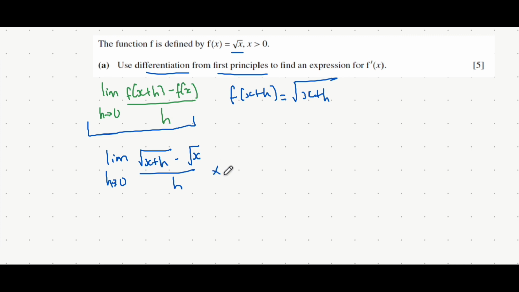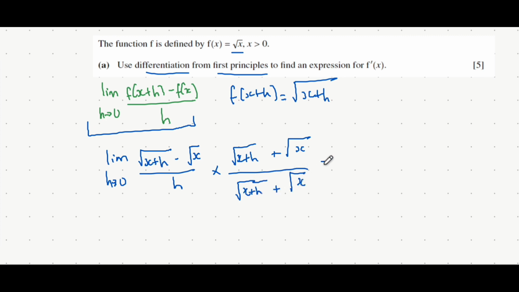So where we go from there is we actually use the difference of two squares. That's what makes this different from all other questions, because right now, h is inside of the square root, so we can't really deal with it until it's out of the square root. How we do that is you multiply by everything on the numerator, but you swap the minus sign for a plus sign. So it becomes root of x plus h plus root x. And then let's also do that to the denominator. Root of x plus h plus root x.